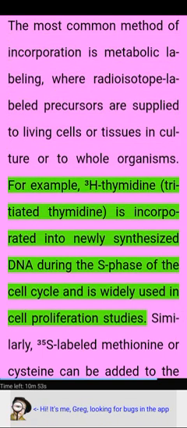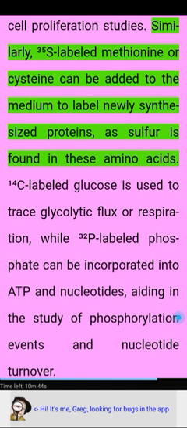For example, 3H thymidine, tritiated thymidine, is incorporated into newly synthesized DNA during the S phase of the cell cycle and is widely used in cell proliferation studies. Similarly, 35S-labeled methionine or cysteine can be added to the medium to label newly synthesized proteins, as sulfur is found in these amino acids.